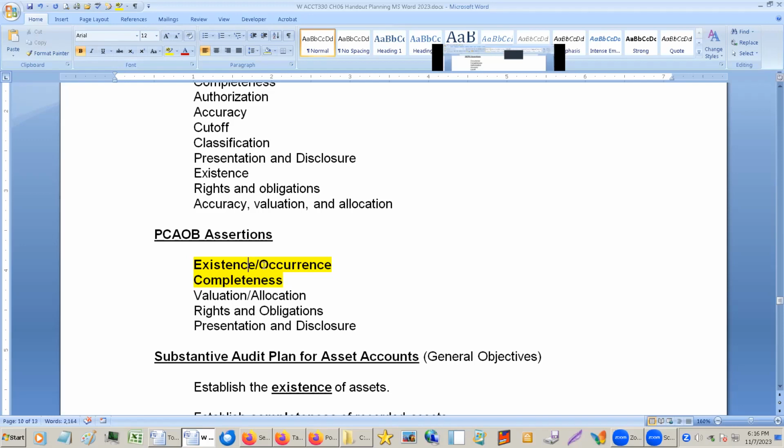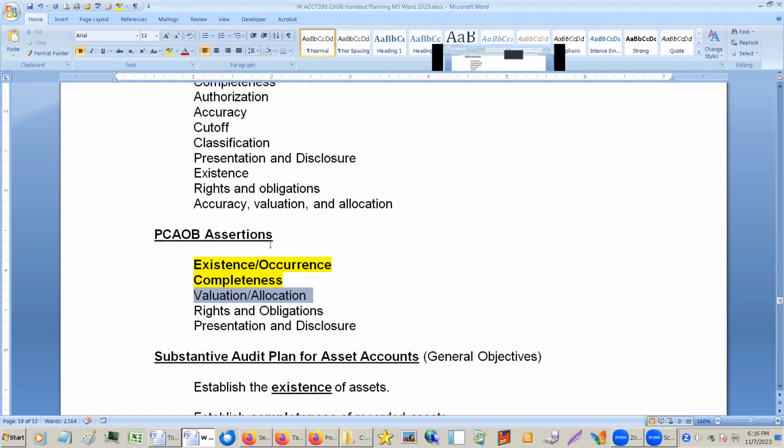For inventory, does it exist? If we have inventory and we sold it, did the sale actually occur? Did we actually sell the inventory? Completeness: do we have all the inventory? A tremendous amount of testing goes on here, and we'll talk more about it later. But existence and occurrence and completeness are probably two of the larger ones, not that these other ones aren't.